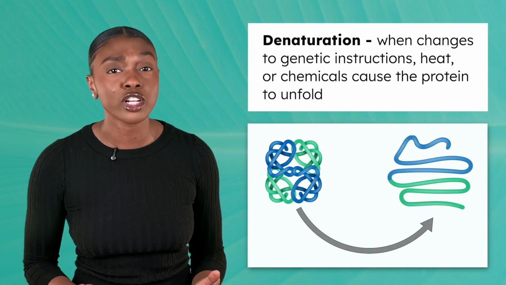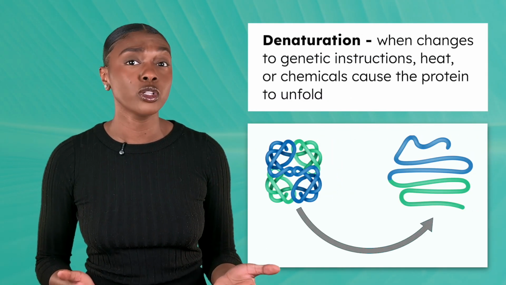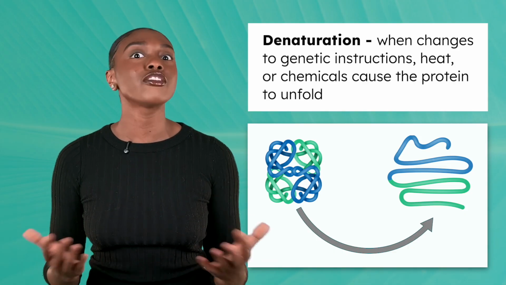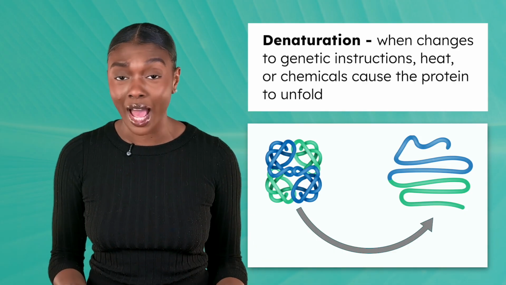Each level of structure depends on the chemical properties of the amino acids in the chain, but scientists have found that certain conditions can cause denaturation, when changes to genetic instructions or exposure to heat or chemicals change the shape of a protein, causing it to unfold. It's like unfolding the paperclip so that it can't do its job anymore.